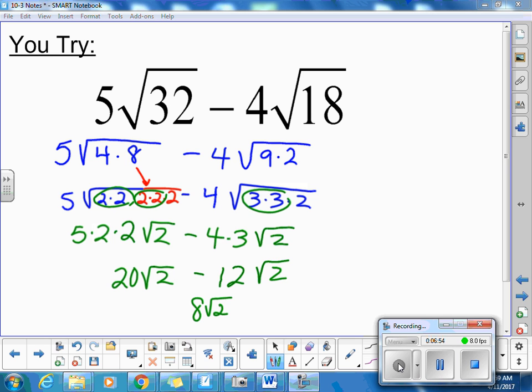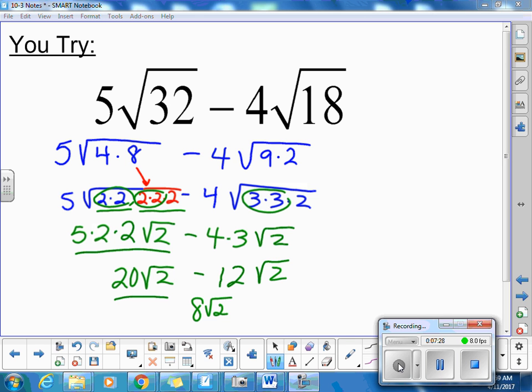All right, here's how I did it. You guys can use a tree if you want. I just always break them up under the radical because I lose them in a tree. I broke my 32 up into 8 times 4. So I have 5 times the square root of 4 times 8. Then I broke my 4 up into 2 times 2, and my 8 up into 2 times 2 times 2, which means I could take 2 2's out. So I have 5 times 2 times 2, and the square root of 2 left, which is 20 square roots of 2.